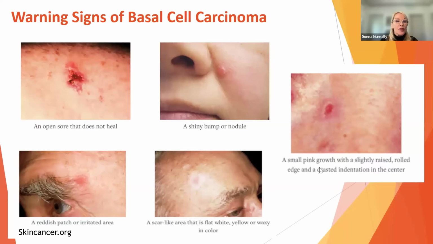It can be an open sore that doesn't heal, a shiny bump or nodule, a reddish patch, a scar-like area that's flat white, yellow, or waxy in color, or a small pink growth with a rolled edge and indentation in the center. We'll discuss risk factors and treatment options for basal cells when discussing squamous cell carcinoma, since they're very similar.